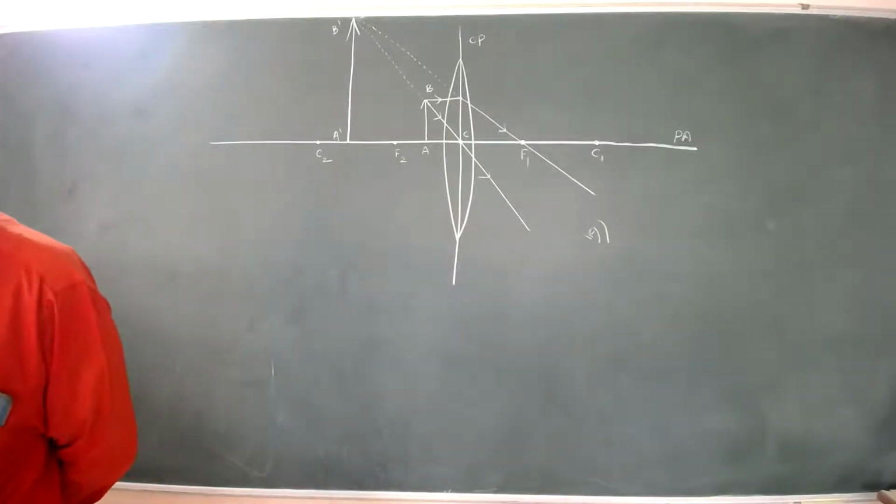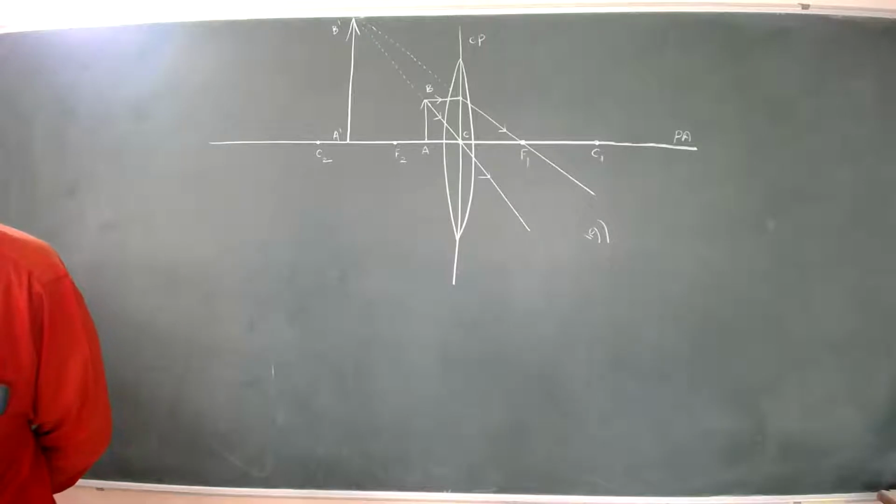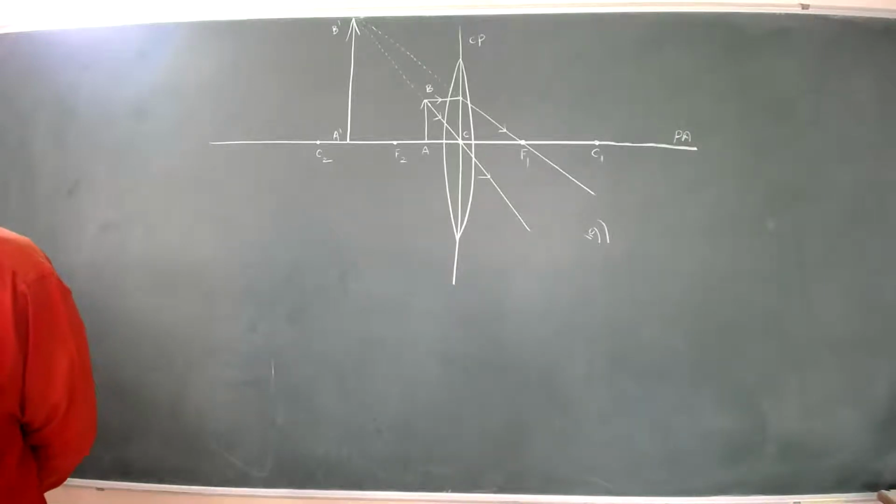When the object is at infinity, what happens? The image gets formed at the focus, which is virtual, erect, and highly diminished. Got it? Okay. When the object is taken at a finite distance, then the image gets formed between the focus and the optic center, which is virtual, erect, and diminished.